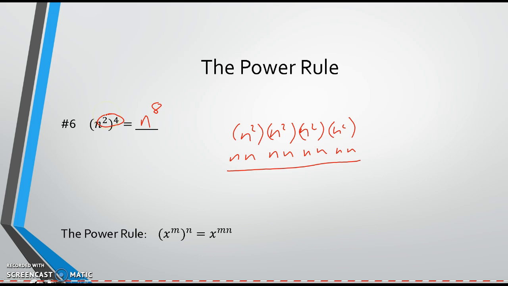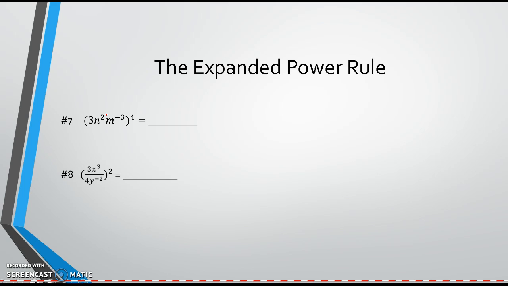So the power rule looks like this. x to the mth to the nth power is simply x to the m times nth power, and that is the power rule. So there's 5 rules. The last one is the expanded power rule, and it's kind of like using the distributive property. Let's go ahead and see if you can figure out what 7 and 8 are, and then we'll talk about them and clarify what the expanded power rule is.